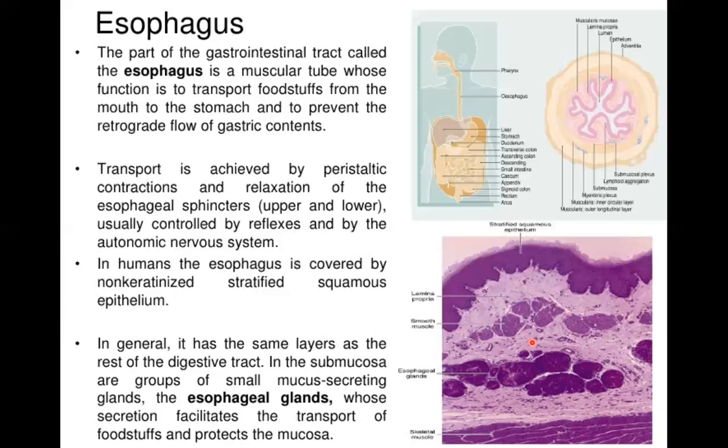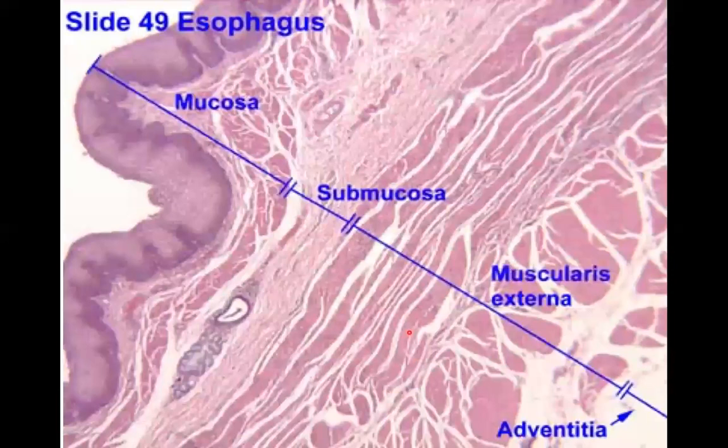Then the outermost layer in the esophagus is both serosa and adventitia. The part present in the thorax is covered by adventitia. In the abdominal esophagus, it is covered by serosa. So the lining epithelium is simple squamous, which we call simple squamous mesothelium.